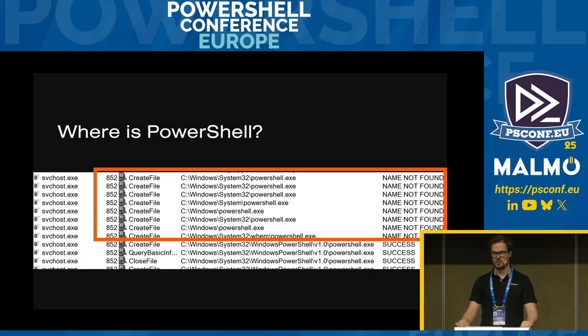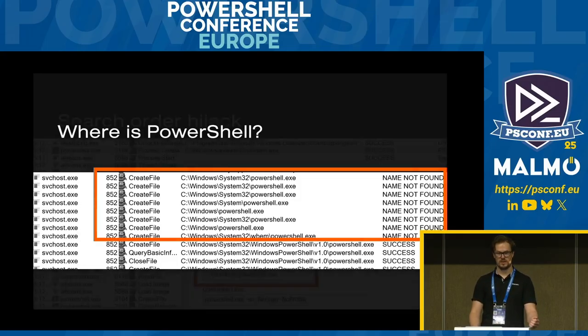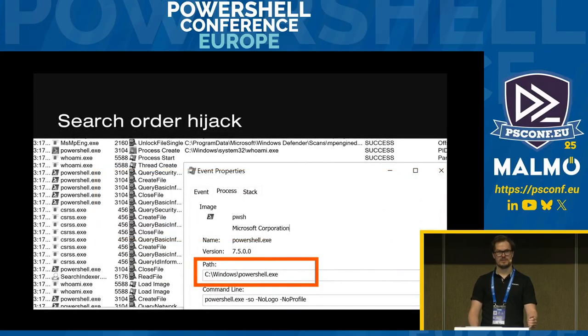We see that there is a bunch of these name not found results, meaning that Windows is actually looking for PowerShell. It doesn't know where that is. It's using a relative path, which means that it's going to start in the current path and then use the search path to look it up, and it's a typical search order hijack. So we can just build our own PowerShell and put it in C:\Windows, and it's going to come before the legitimate PowerShell, meaning that we can pretty easily hijack this without doing something complex with the hypervisor layer.